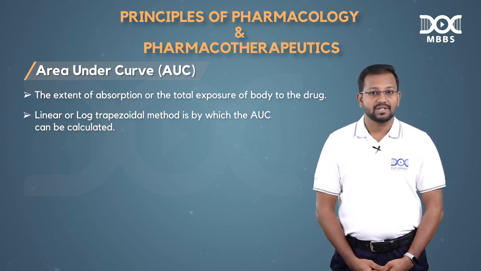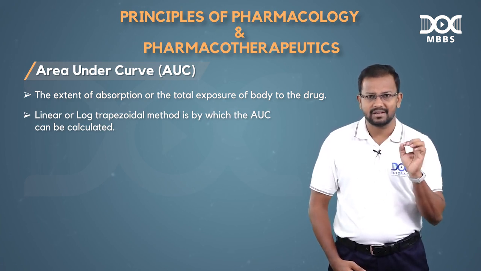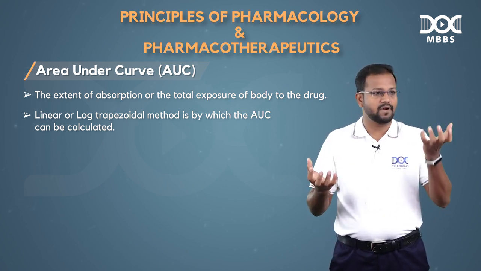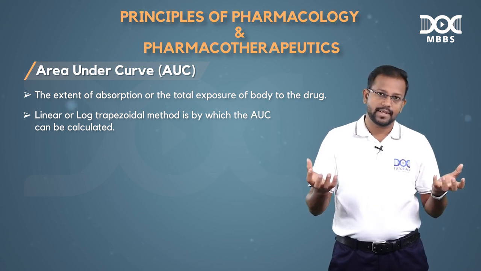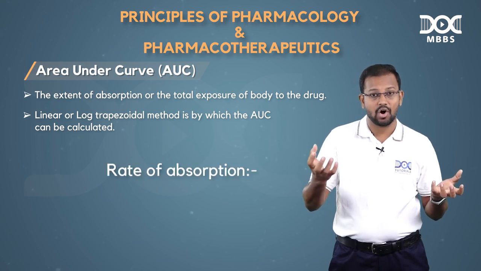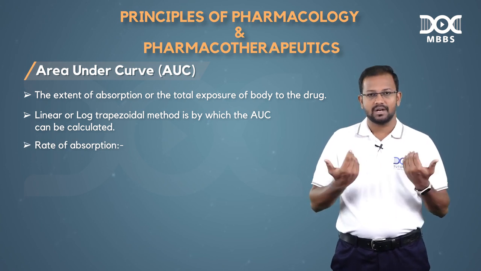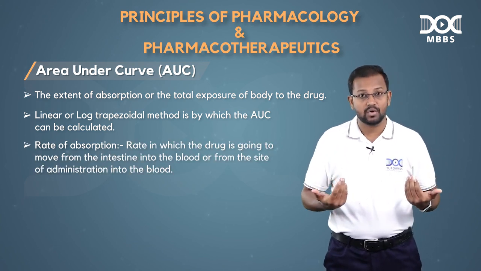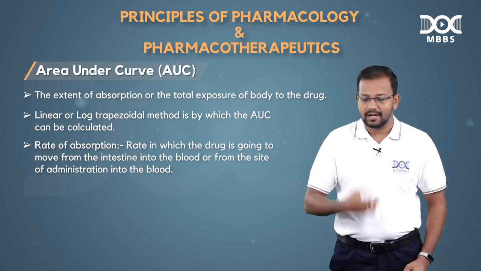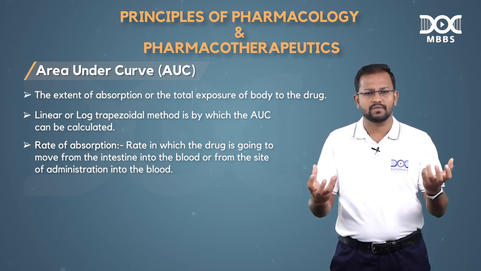Now, apart from this, we have this Tmax, right? So we have this Tmax. We are going to see only one factor which is going to alter the Tmax. Consider I have two drugs. I have drug molecule A and I have drug molecule B. When I give drug molecule A, it tends to have a faster rate of absorption. This is a newer term for you. Rate of absorption, right? The rate at which the drug moves from the intestine into the blood, or from the site of administration into the blood, is called the rate of absorption. Drug molecule A has a faster rate of absorption, drug molecule B has a slower rate of absorption.